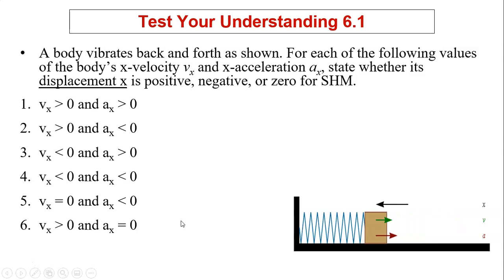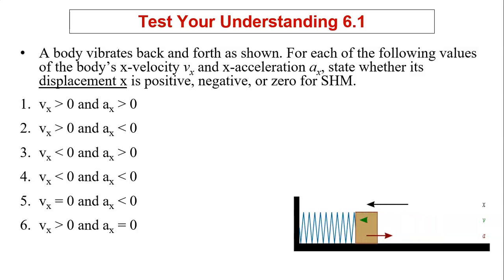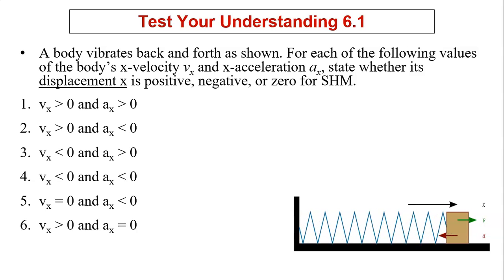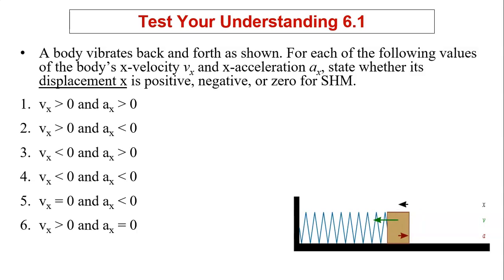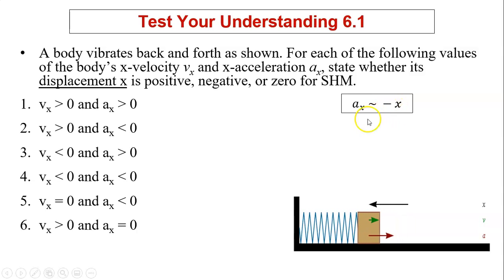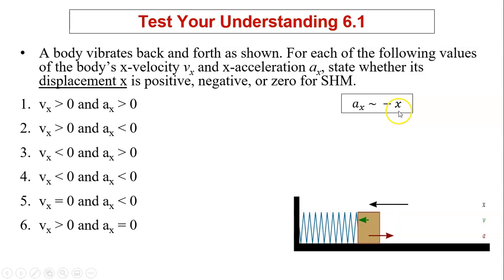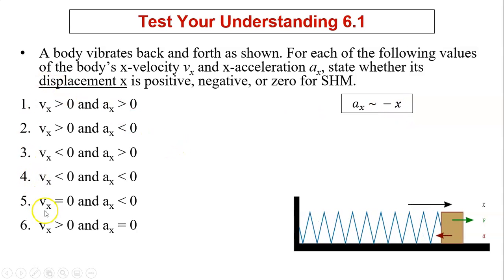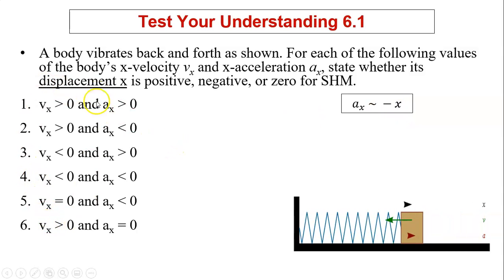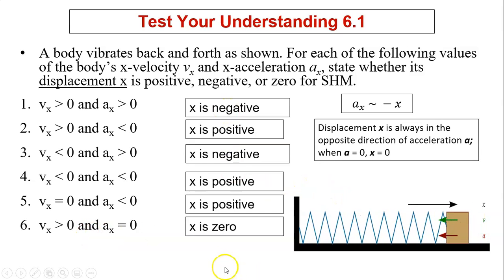A body vibrates back and forth as shown. For each of the following values for the body's velocity and acceleration, state whether its displacement is positive, negative, or 0. So we know for simple harmonic motion, a is proportional to negative x. If we know the direction of ax, we can know the direction of x regardless of which way it's going. So I hope you know how to answer this question, and these are the answers.